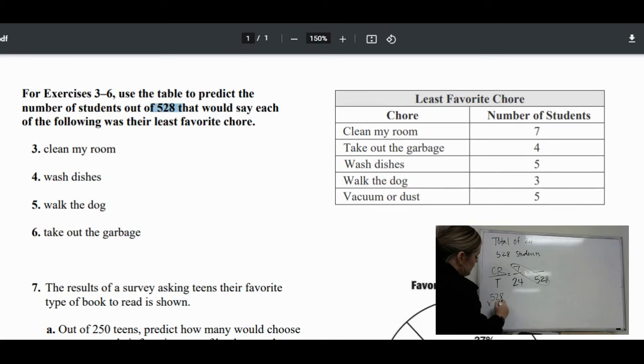528 times 7. 8 times 7 is 56. The 6 can stay. The 5 got to go. 2 times 7 is 14. 14 plus 5 is 19. The 9 can stay. The 1 got to go. 5 times 7 is 35 plus 1 is 36. So 3,696. And we're going to divide this by 24.